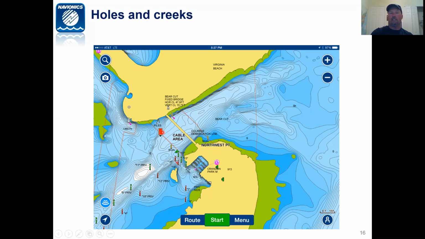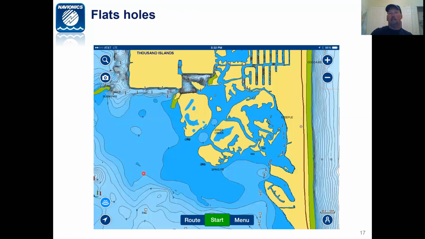Got a nice little tide station right here, by the way. Navionics app, that's how it looks like on our tide stations. On an actual chart, it'll look very similar to that, but you'll see T for tide. You can click on it for tide or current. But we've got holes. Here's a nice little hole. Fish are going to stage in these places. This is where they live. Much like this on the flats.